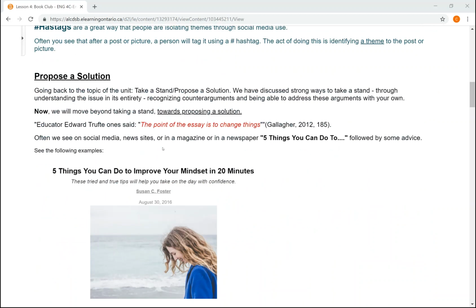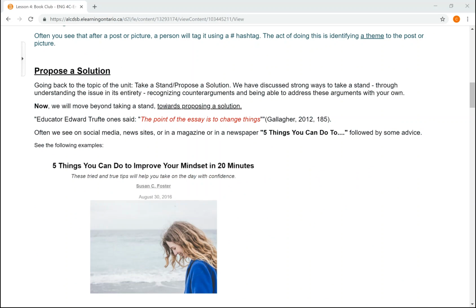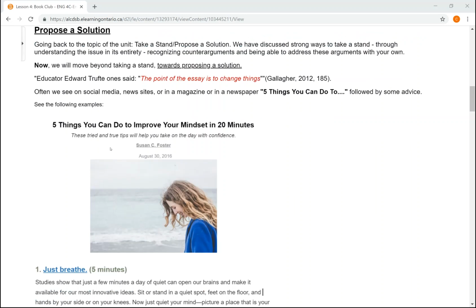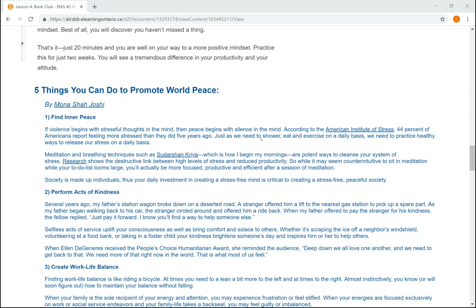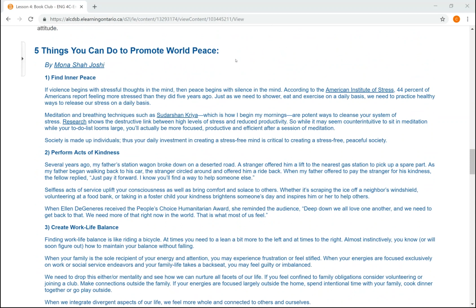So read through this section, read through your propose a solution. Often we see on social media, news sites, or in a magazine or in the newspaper, 5 things you can do, followed by some advice. So check out these examples. 5 things you can do to improve your mindset in 20 minutes. 5 things you can do to promote world peace.